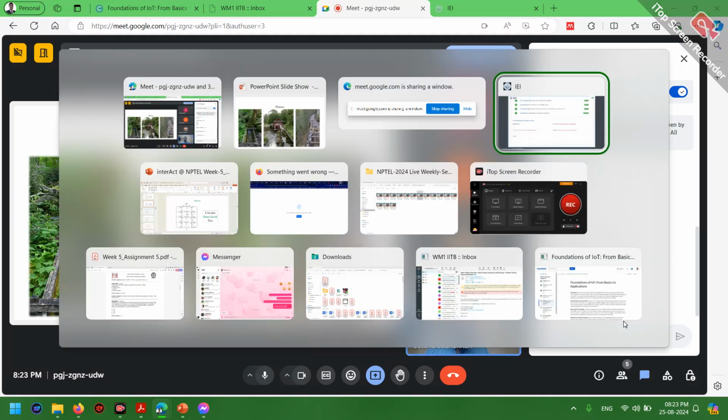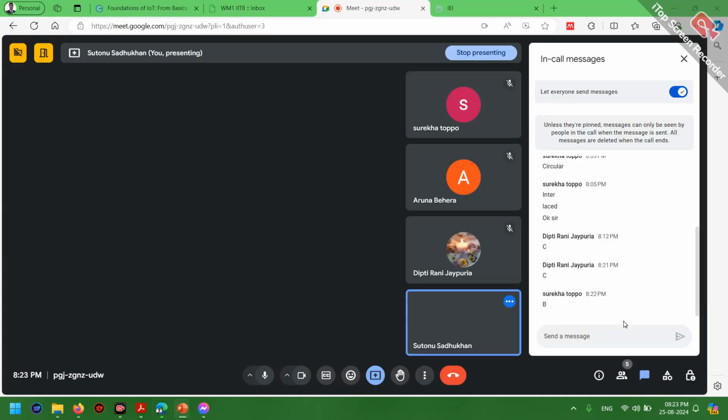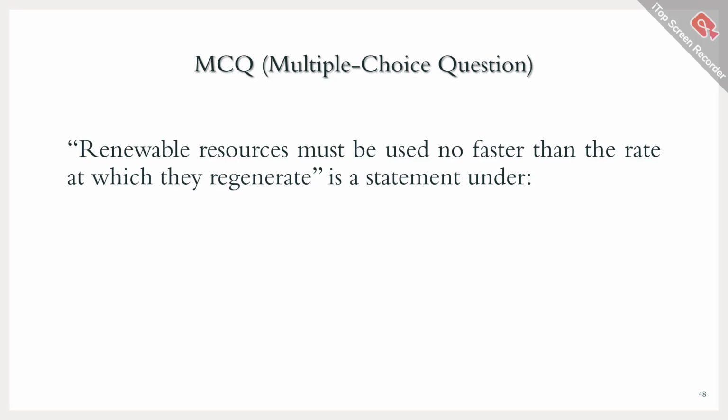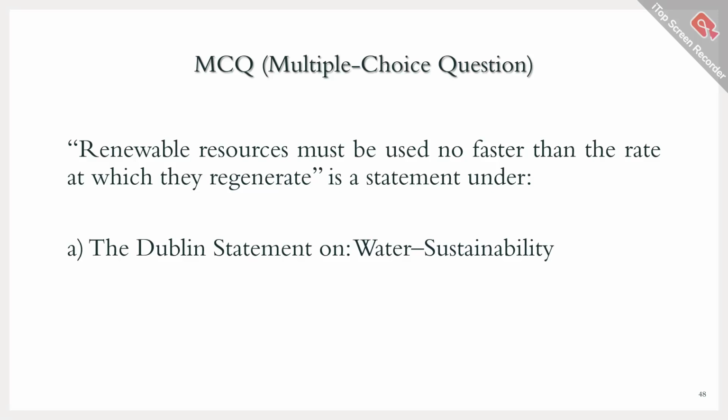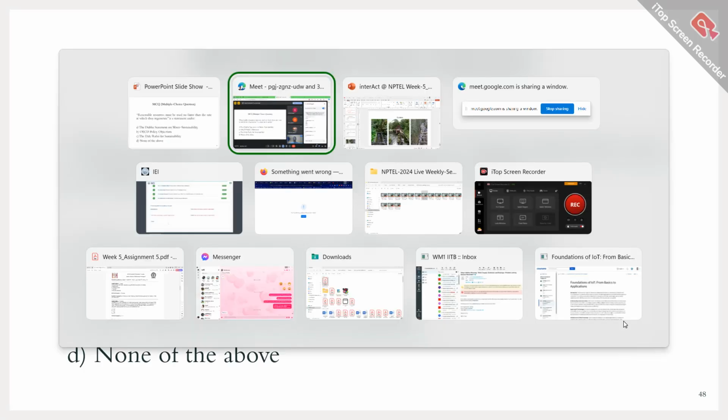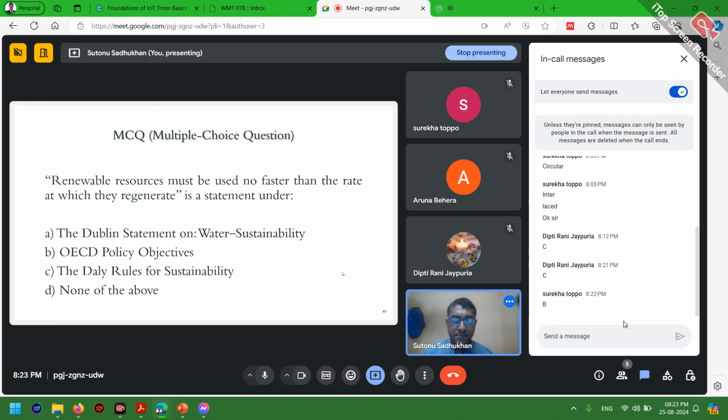So now we will move on to our next MCQ. Renewable resources must be used no faster than the rate at which they regenerate. This is a statement under option A, the Dublin Statement on Water Sustainability, option B, OECD policy objectives, option C, the Delhi rules for sustainability, option D, none of the above. Type the answer in the chat box. Hope flumes was clear to you.